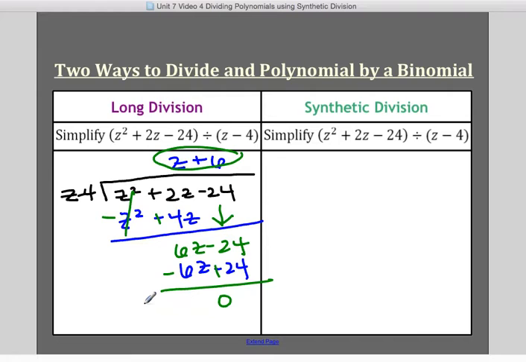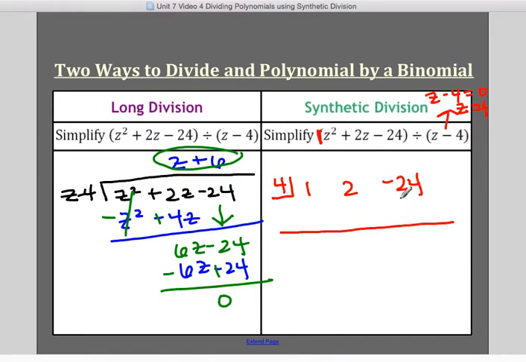Now we are going to do synthetic division. Okay, so if we are dividing, really we would say z minus 4 equals 0 because we're finding the solution here. So z equals 4. So we take this 4 and we put it in a little box. Then we take the coefficients and write those down. So I have a 1, then a 2, then a negative 24. And with synthetic, I'm going to draw a line and leave some space here.